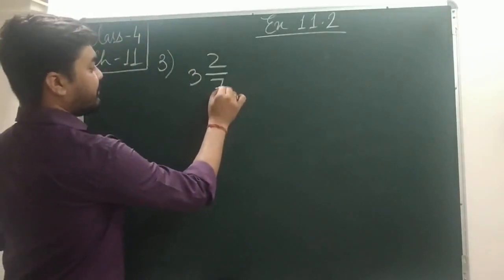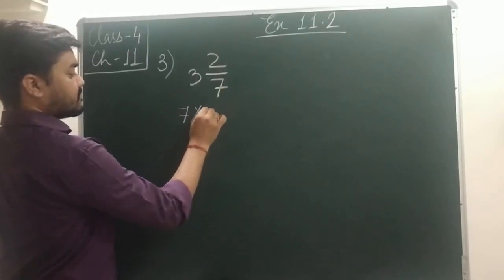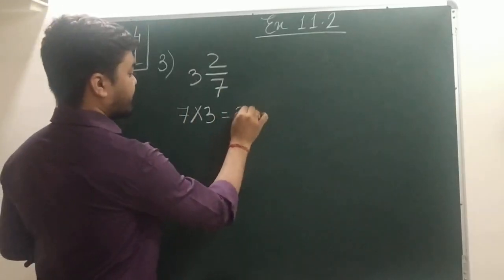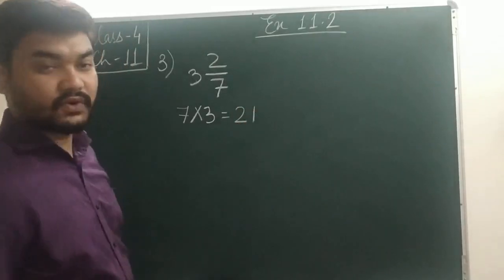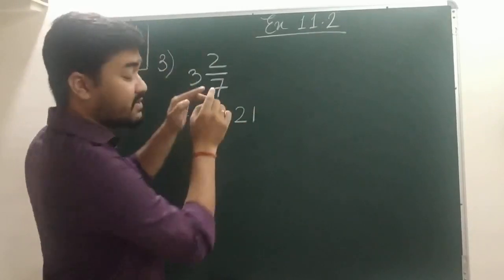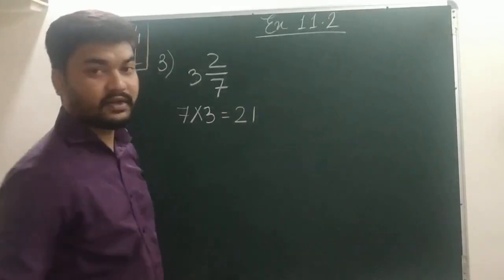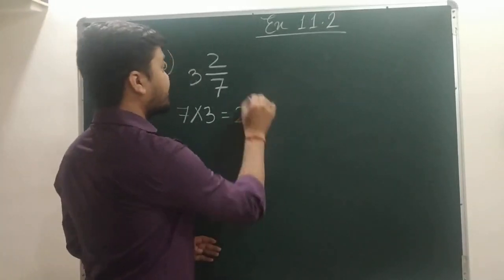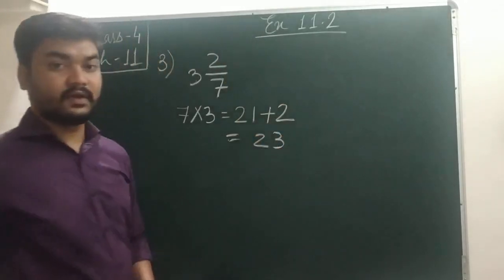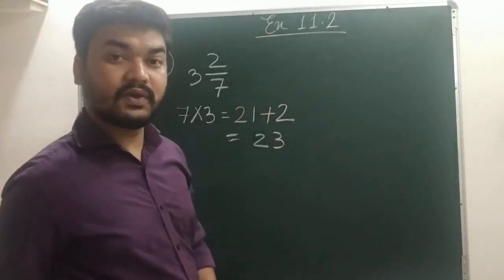First step, we have to multiply this 7 with 3. Okay, how much we are getting? 21. Okay. First step, we have to multiply 7 into 3, means the denominator of the fractional part into the whole part. Okay, we are getting 21. Then we are adding the numerator part. So we are getting 23. Again I am repeating, first we have to multiply, then we have to add.